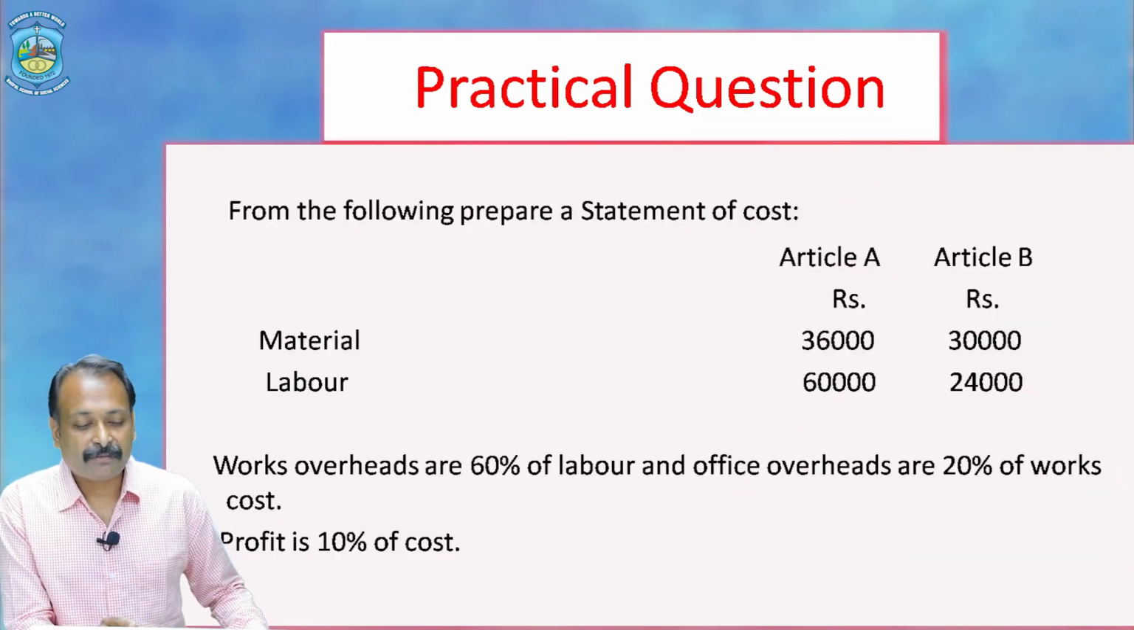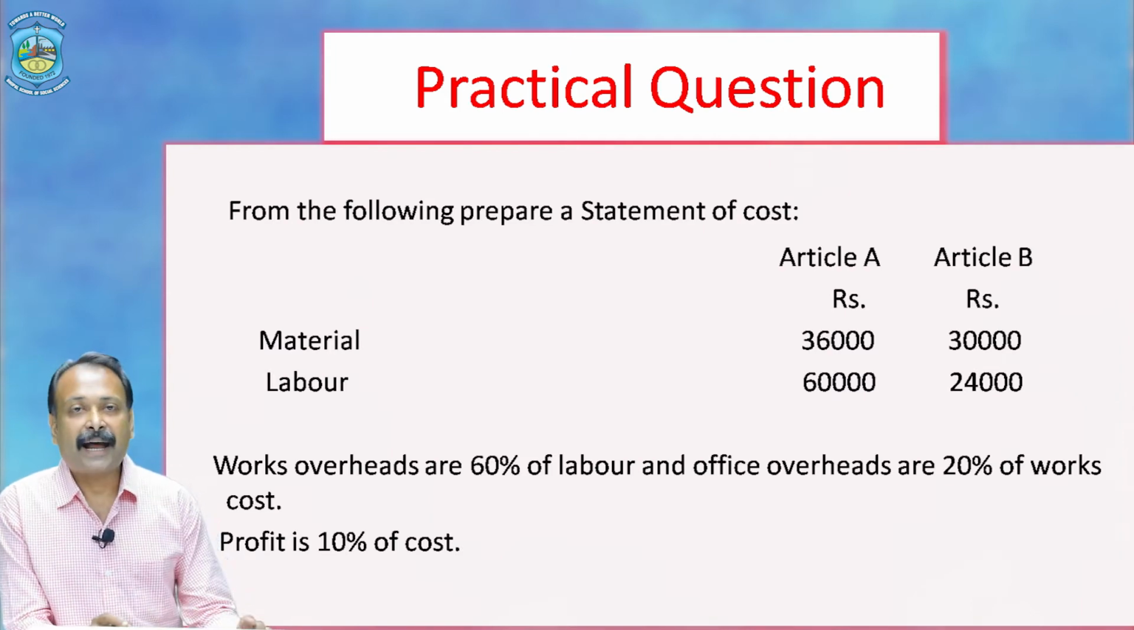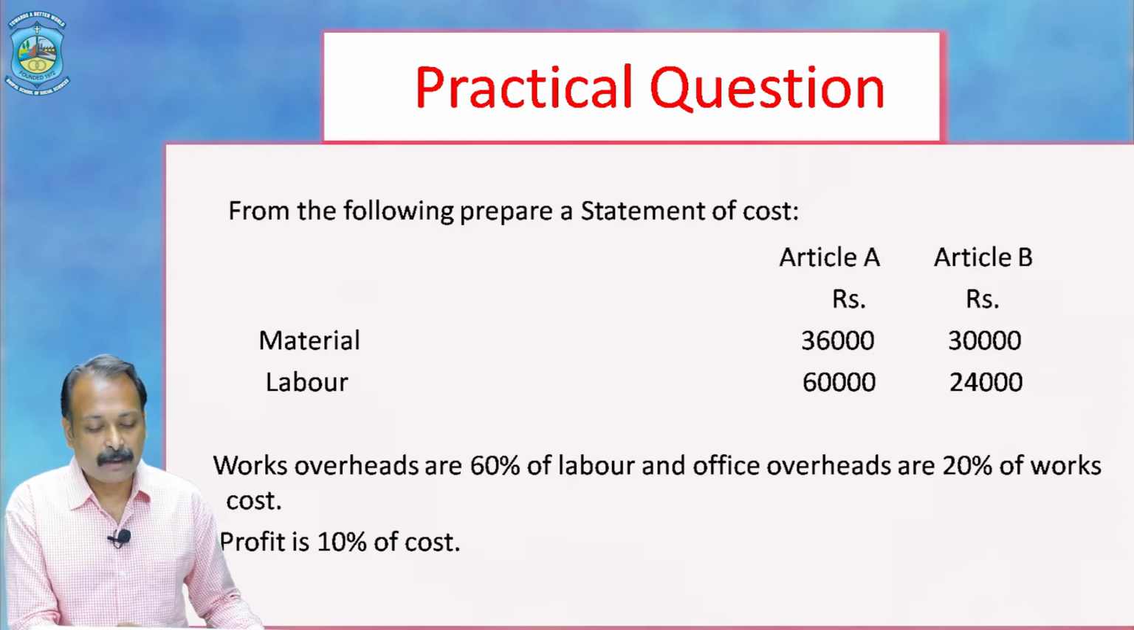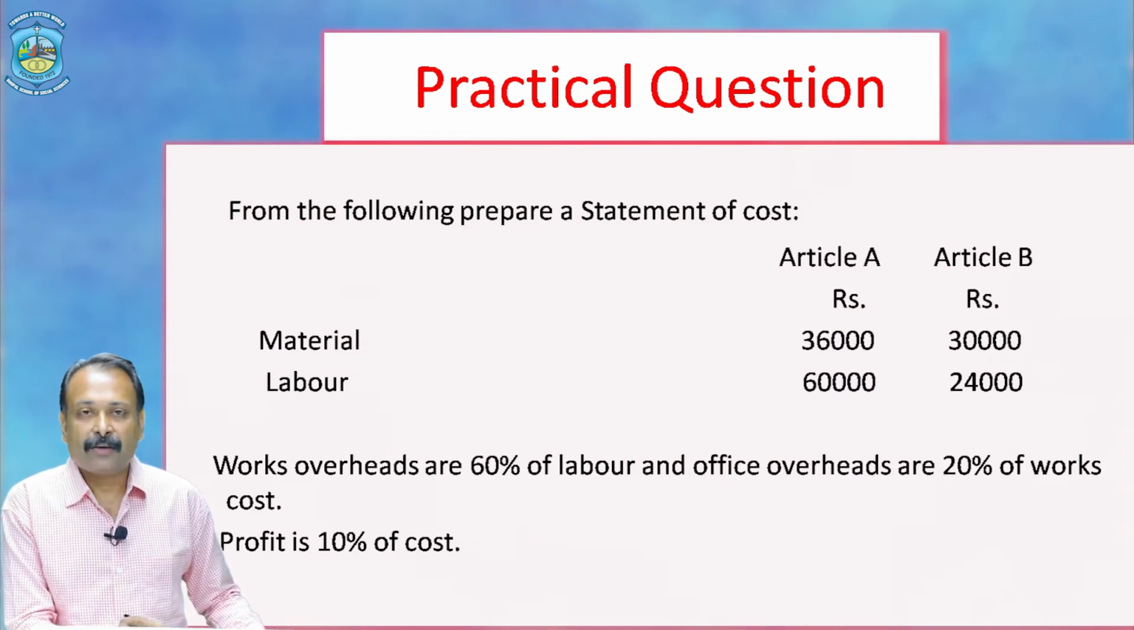As you can see the first question on your screen. From the following, prepare a statement of cost. There are two articles, article A and article B. For article A, material is rupees 36,000. For article B, material is rupees 30,000. Labor is 60,000 for article A and 24,000 for article B. Works overheads are 60% of labor and office overheads are 20% of works cost. Profit is 10% of cost. With this information, we are going to solve this particular problem.